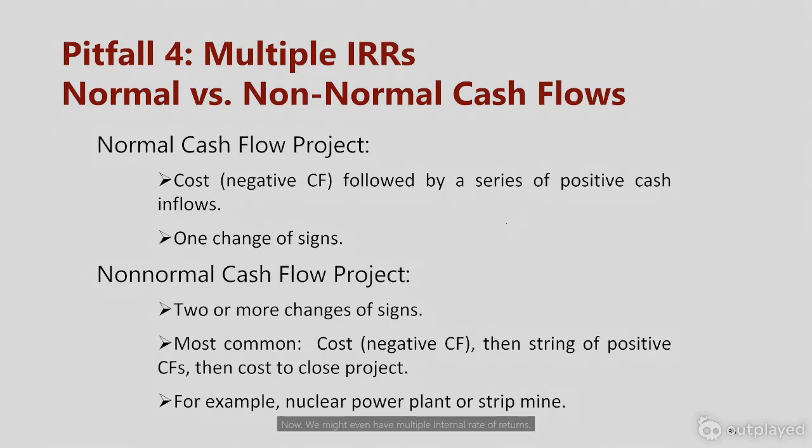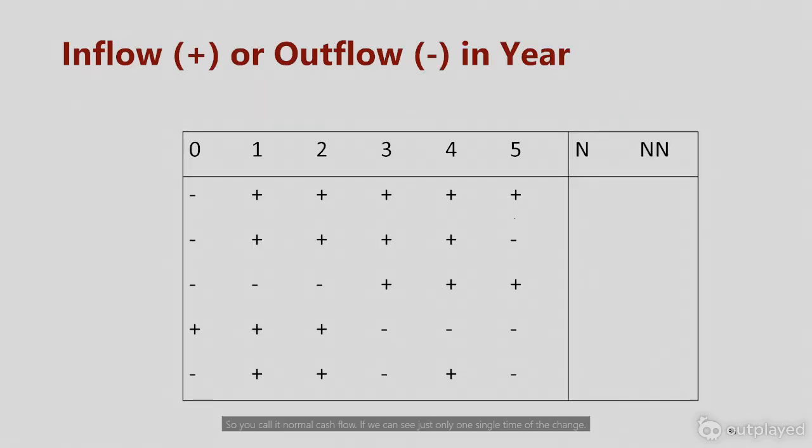Now, we might even have multiple internal rates of return. So this is also another problem for the IRRs, right? And to figure this out, we have to learn at least whether the project's cash flows could be defined as normal or non-normal. You call it normal cash flow if we can see just one single sign change. For example, for this cash flow, there was only one single change between the signs of the cash flows between time period 0 and 1, right?